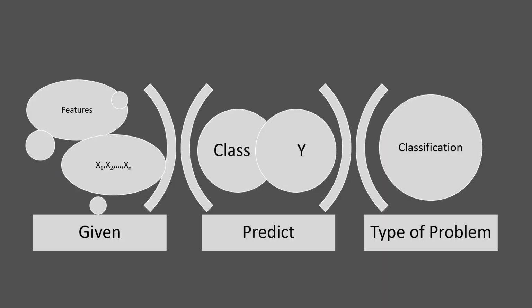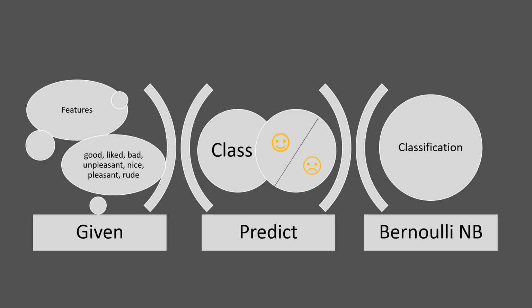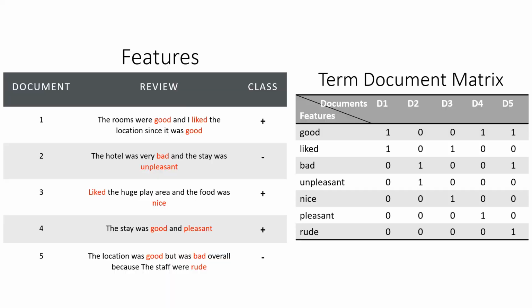Generally, classification can be said as, given the features x1, x2, etc. up to xn, predict the class y. Our problem statement is to classify into class positive or negative when the features given are good, liked, bad, unpleasant, nice, pleasant and rude. We have 7 features: good, liked, bad, unpleasant, nice, pleasant and rude.